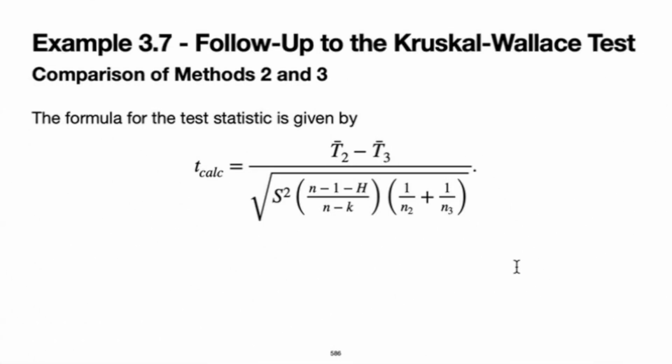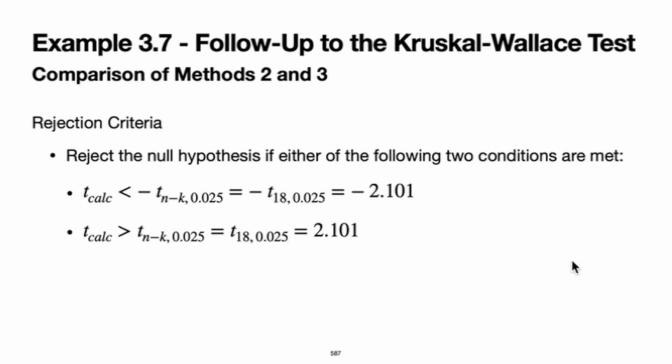The formula for the test statistic is given by this expression, so it has the same format, but again, we have to make sure that we include here the appropriate methods or samples that we're going to be using, so t-bar 2 and t-bar 3. And again, that's reflected down here in the sample sizes. So just be careful when you make those calculations, that you're making sure to plug in the correct values.